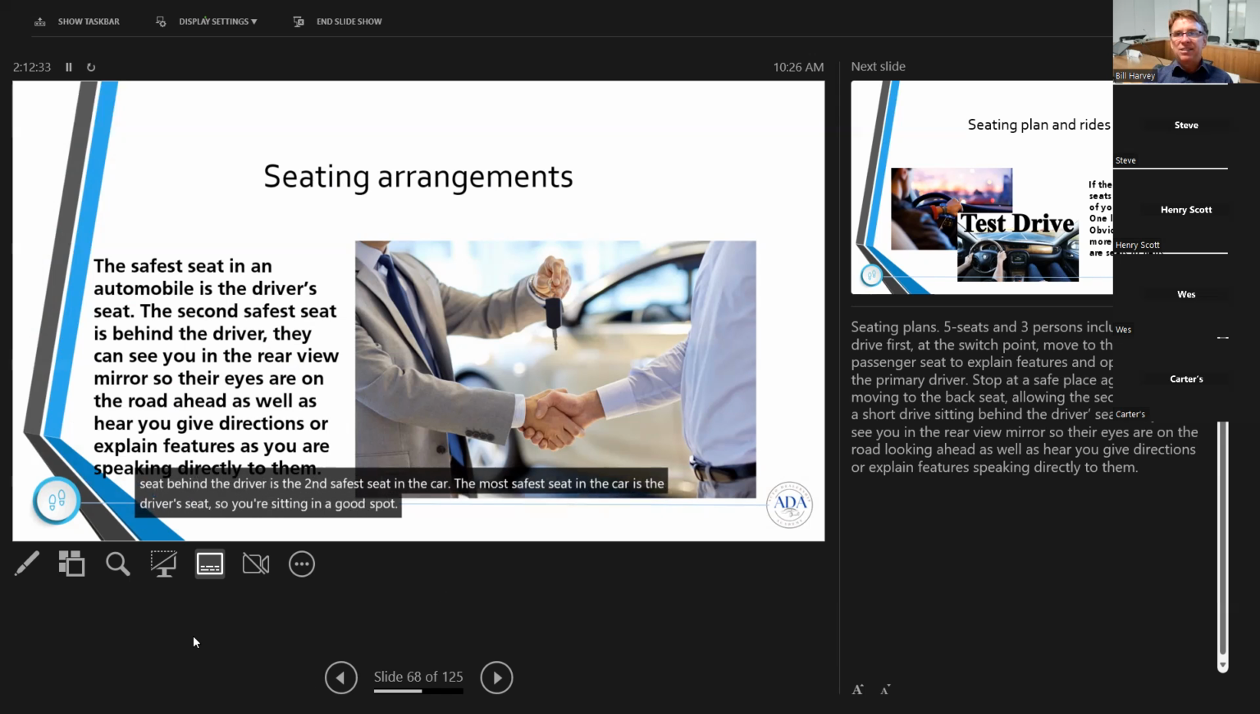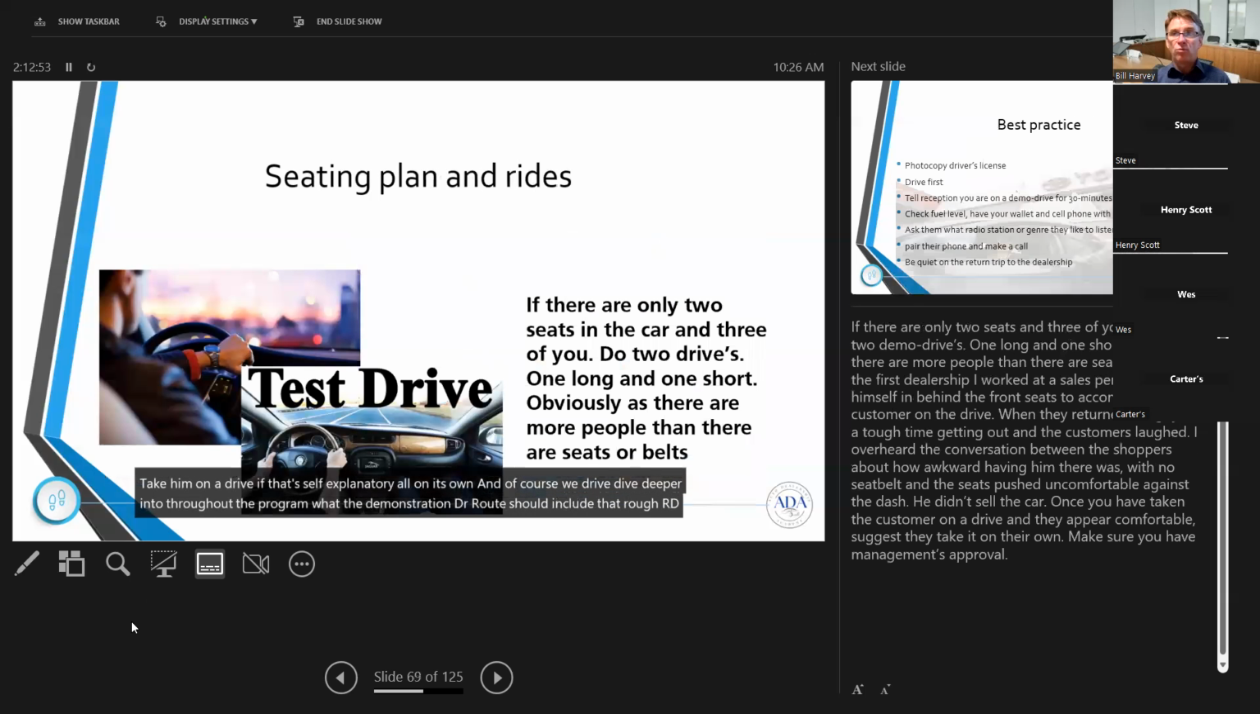That, I think, is really important for you to get in your procedure, the demonstration drive. Far too many trainers have said, you know, take them on a drive. Take them on a drive, as if that's self-explanatory all on its own. And of course, throughout the program, we dive deeper into what the demonstration drive route should include, that rough road, railway tracks, and all the rest of it. So you really need to plan it out. This stuff doesn't happen by accident.